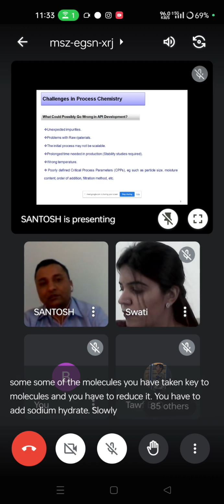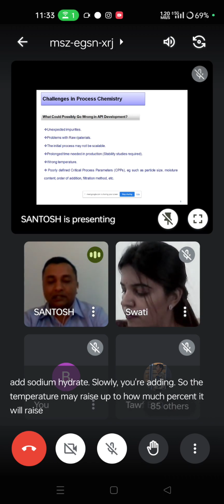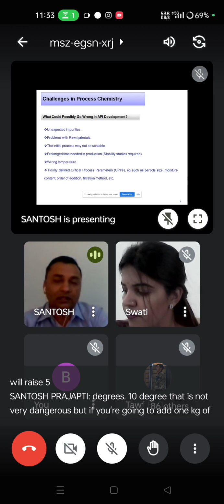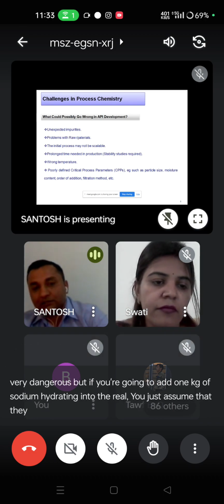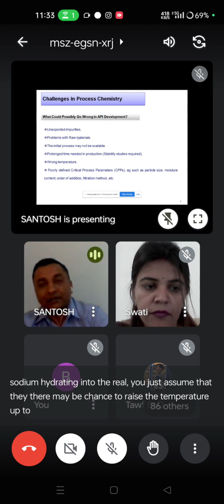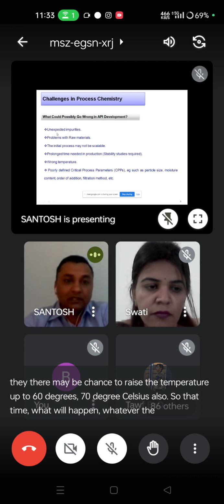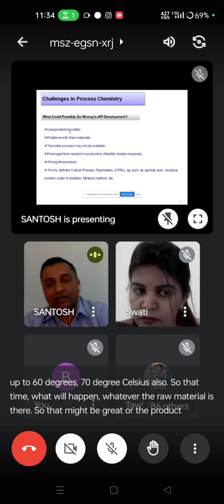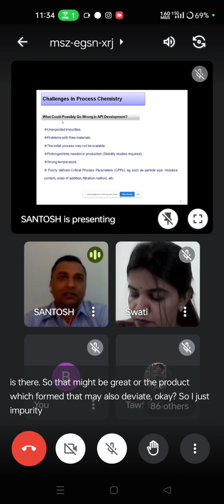Slowly you are adding. So the temperature may range up to how much? 5 degrees, 10 degrees. That is not very dangerous. But if you are going to add 1 kg of sodium borohydride into the reactor, you just assume that there may be a chance to raise the temperature up to 60 degrees, 70 degrees Celsius also. So at that time what will happen? Whatever the raw material is there may degrade, or the product which formed may also degrade. So this impurity is very common in process development.